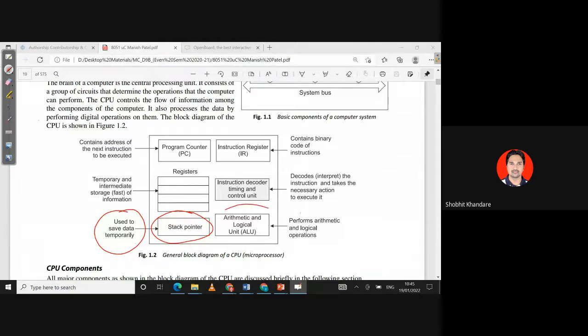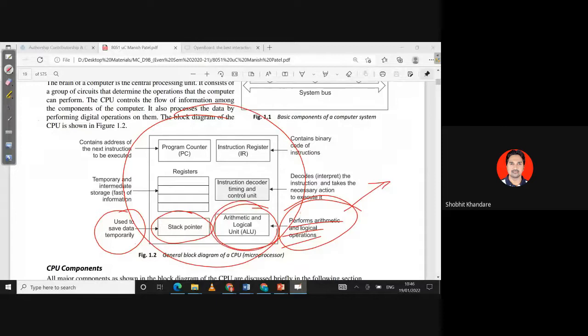Then the last one, it is simple, it performs arithmetic and logical operation. And one sentence I have given for the ALU, that this is the heart of your CPU. This is your CPU and its heart is here. So please remember that ALU performs your arithmetic and logical operation.